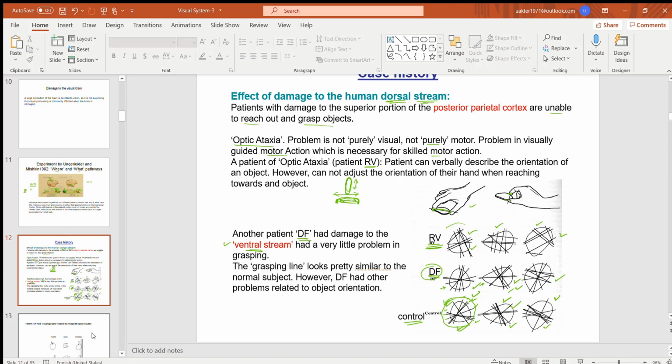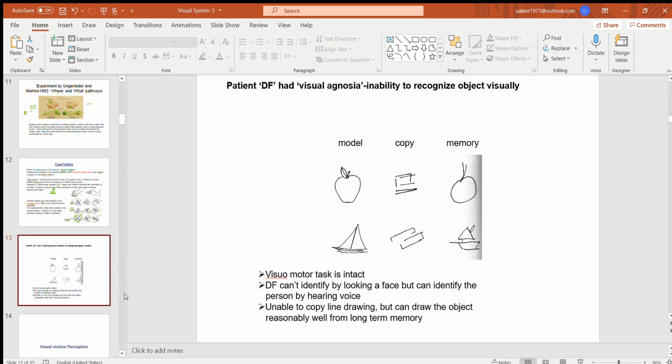But DF, since DF had lesion in the ventral stream, had a problem which is different from the higher task. He had a problem in object recognition tasks. So you see here, the visual motor task was intact, that we saw before. However, DF cannot identify by looking at a face. So face recognition was lost. You must remember I mentioned the fusiform face area in the ventral pathway, inferior temporal, and the lesion causes that problem. The subject cannot recognize the face, but can identify the person by hearing the voice. Make sense? Or by name.